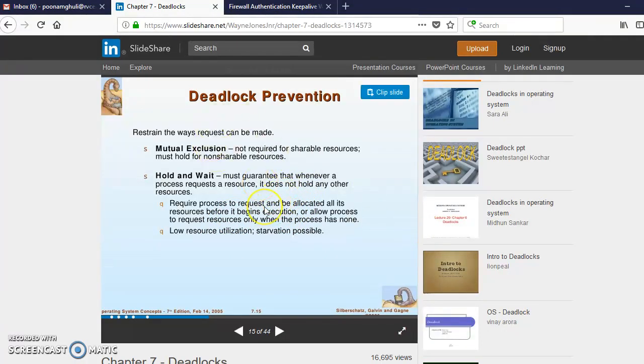So in the next class, we'll focus more on deadlock avoidance, for which Banker's algorithm is used to avoid the deadlock, and the last concept is deadlock detection and recovery. Once it has occurred, how do you detect the deadlock and how do you recover from it?